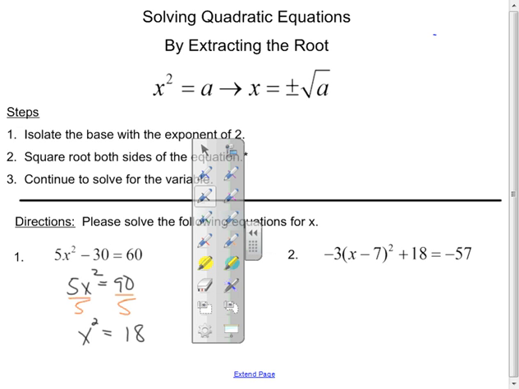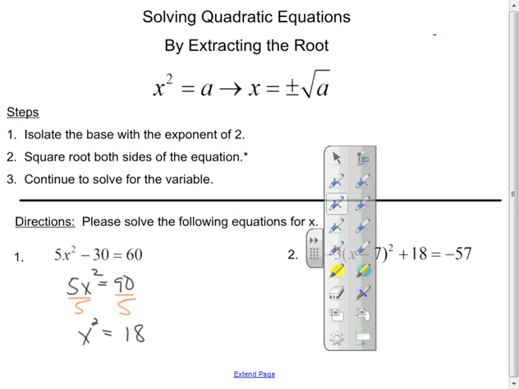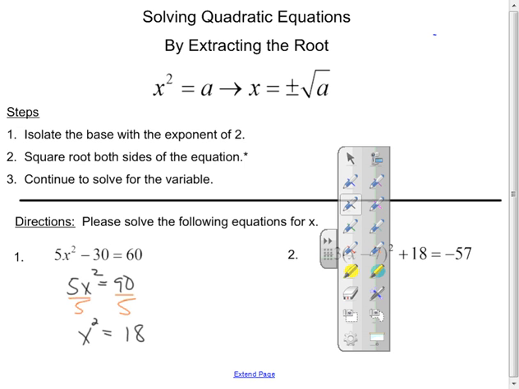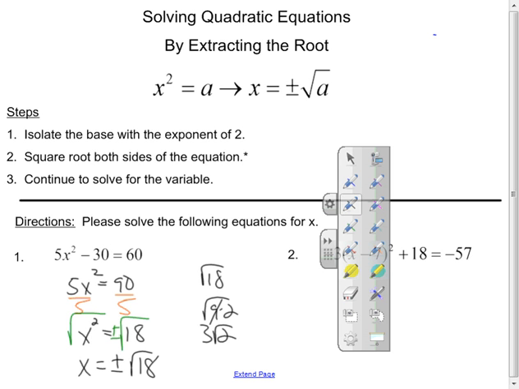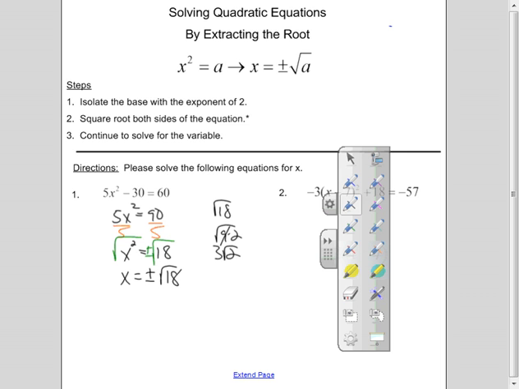Now that I have, in fact, isolated the base with the exponent of 2, I'm going to square root both sides and remember to get my plus minus. So square rooting both sides, I will get x equals plus or minus the square root of 18. Well, the square root of 18 can be simplified by breaking it into its factors of 9 and 2, which is 3 root 2. And this gives me x equals plus or minus 3 root 2.